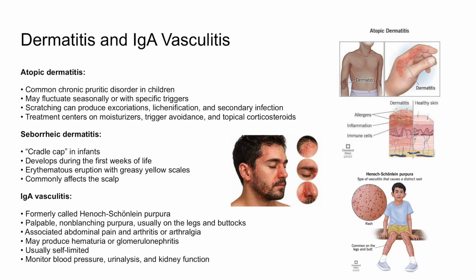corticosteroids during flares. Seborrheic dermatitis is distinguished by greasy yellow scale on an erythematous base. In infants, it produces cradle cap during the first weeks of life, while older patients commonly develop involvement of the scalp, eyebrows, and nasolabial folds.